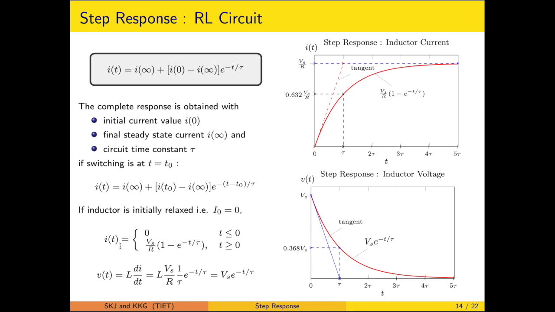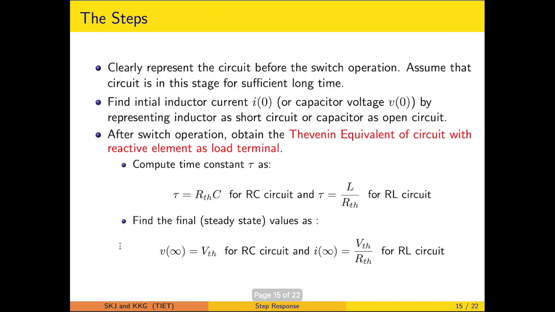So likewise you can calculate. In case of the inductor or the RL circuit, you are expected to find the expression of the current first, then calculate the inductor voltage, power, etc. As a summary, what do we need? We need the three parameters, I0, I infinity and the time constant for the RL circuit, whereas V0, V infinity and time constant for the RC circuit.